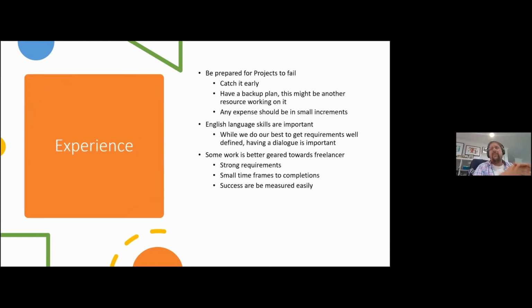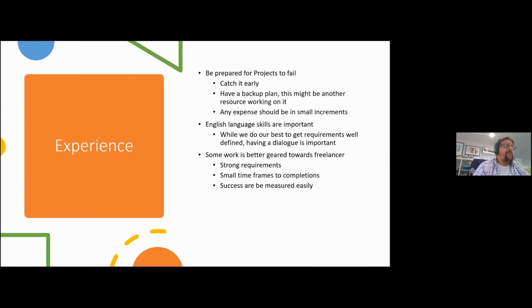So look, a couple of experiences, I'm coming towards the end. One is be prepared for projects to fail. Budget for it, right? Try to catch it early. Don't just say, here you go, do the work, come back when it's done. Be actively involved. You should do that anyway, regardless of whether it's a freelancer or not.